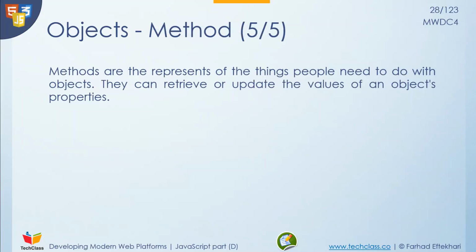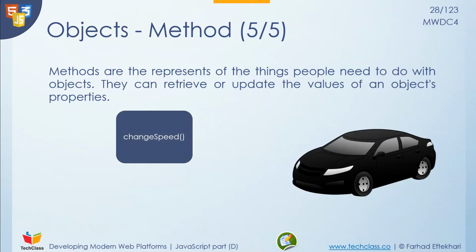Now let's get familiar with the methods in this car example object. Methods represent the things people need to do with objects. They can retrieve or update the values of an object's properties. So imagine you have that car, so you can change the speed of the car by applying the change speed method. You can set the color of the car. So imagine you created the object, named it car, and there is an object in the website. So you can apply this set color method and change the color of the car in that web page as well. Set the color to black, red, blue, or whatever value that you want to assign to that.